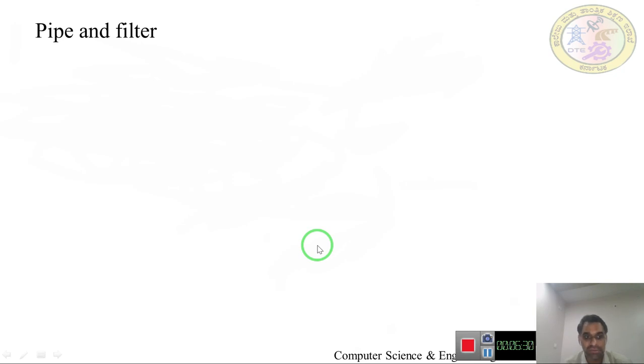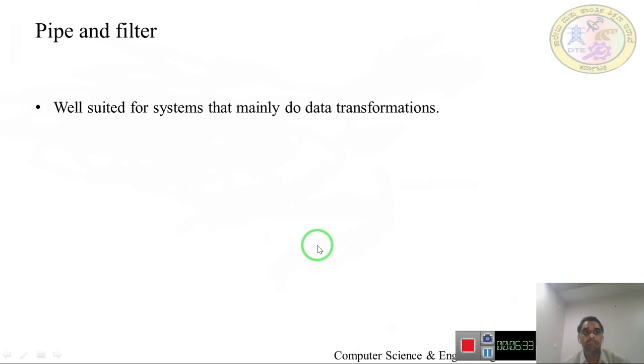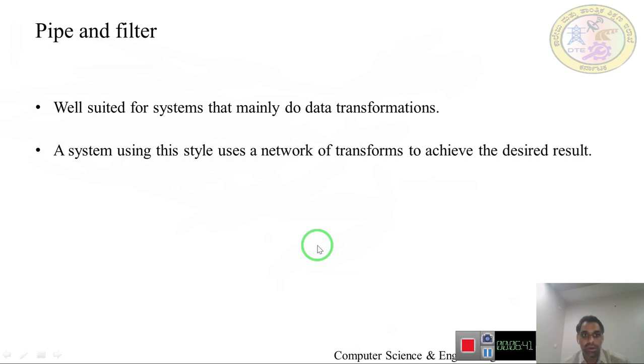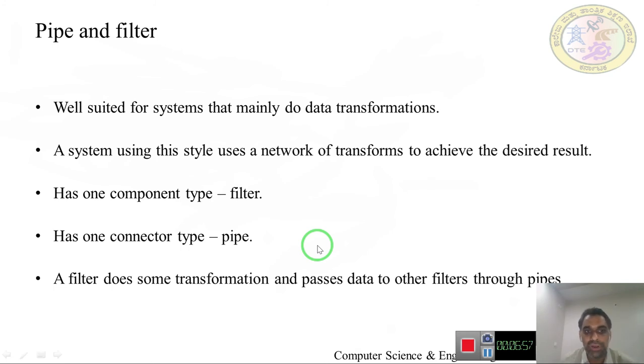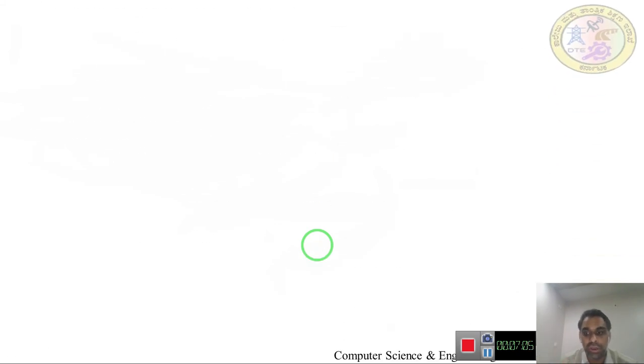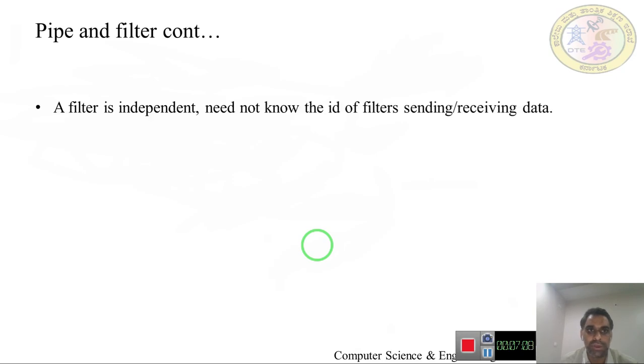Fine. So what is it that we understood? We understood that pipe and filter is well suited for systems that mainly do data transformation, right? Then a system which uses this style uses a network of transforms to achieve the desired result. It has one component type called filter, and one connector type called pipe. A filter does some transformation and also passes data to other filters through pipes. Okay, so this is what we understood about pipe and filter.